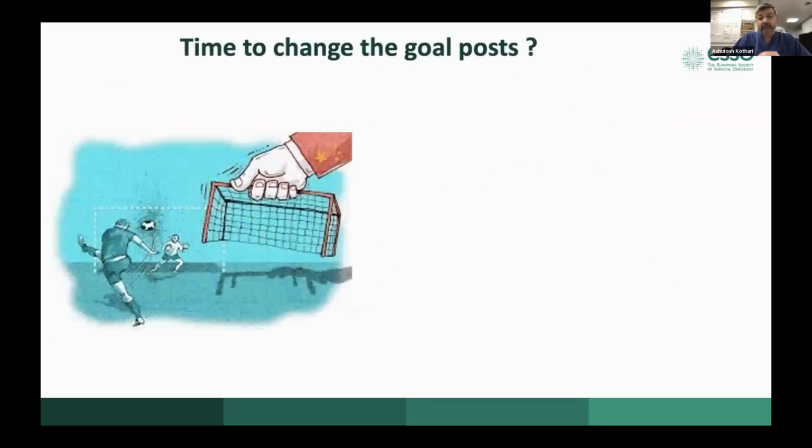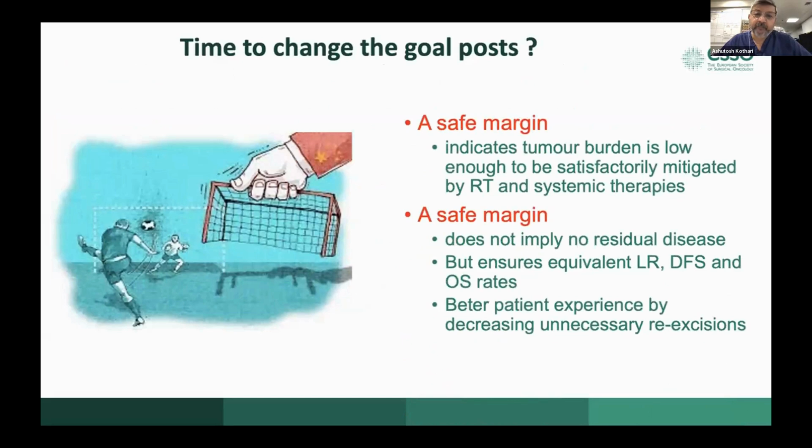So I think it's time to change the goalposts. I think we need to stop talking about what is an ideal margin and start looking at the new terms. What is a safe margin? What is it that we were trying to achieve with the wide local excision? And I think a safe margin basically indicates tumor burden is low and it's enough to be dealt with systemic therapies and radiation therapies. As we know, both have an additive effect and not a synergistic effect.